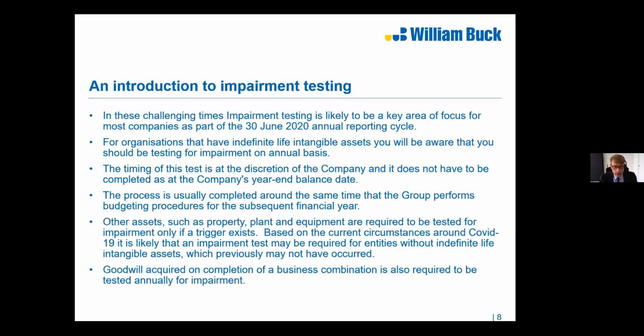Finally, for people that are going through a process of business combinations at the moment, goodwill acquired on completion of a business combination is also required to be tested annually for impairment. AASB 3 Business Combinations does give you a 12-month period to finalise the fair value of your assets and liabilities. But once that 12 month window is over, you'll need to test that goodwill acquired as part of your annual impairment test, and consider whether or not there are any identifiable intangible assets in relation to that business combination, such as brand names, etc.